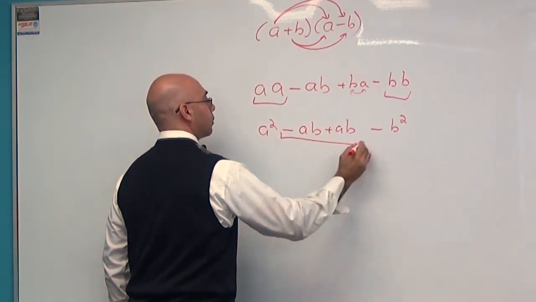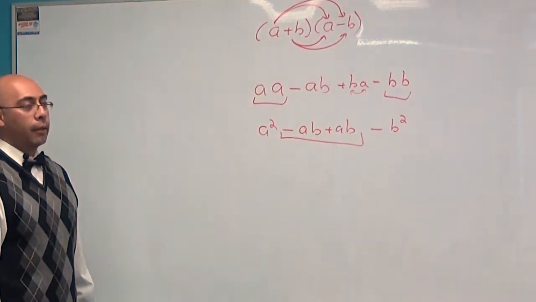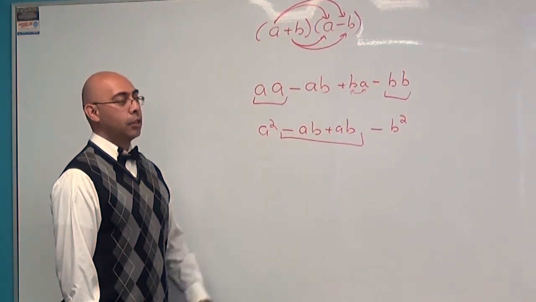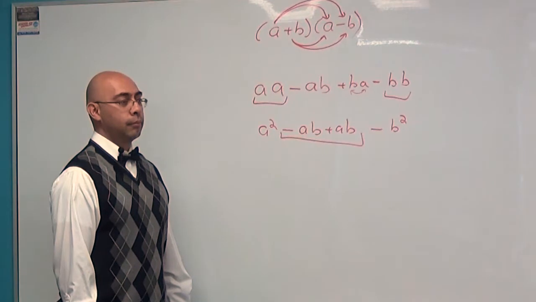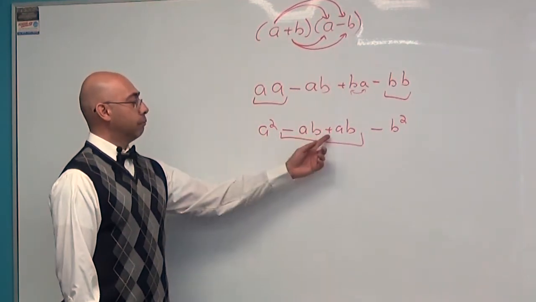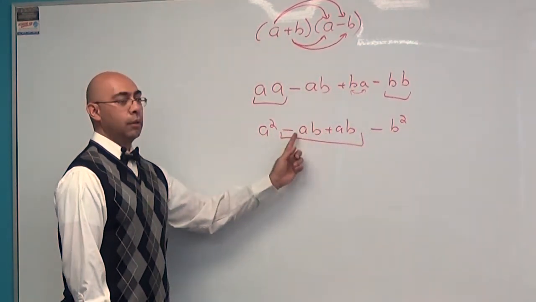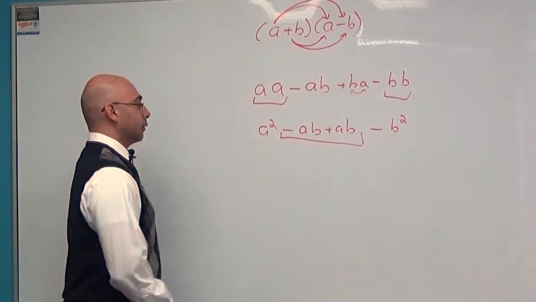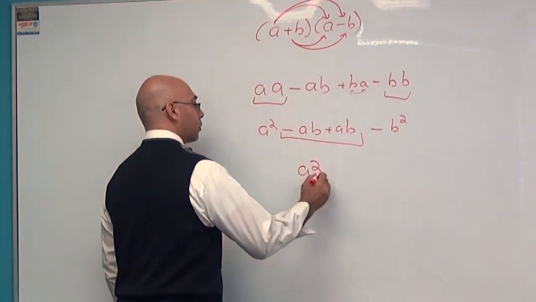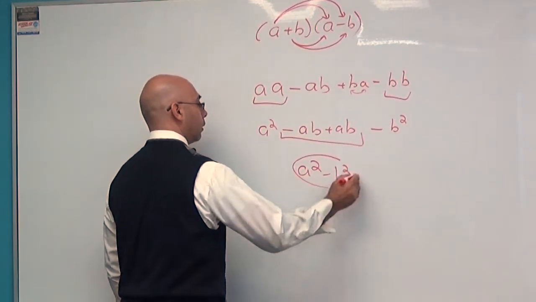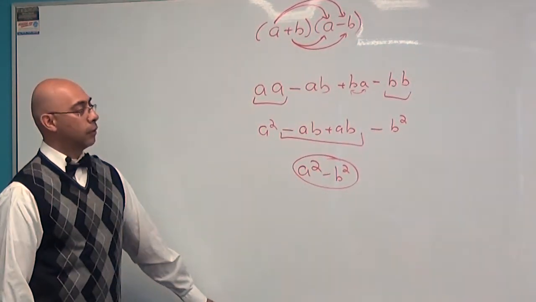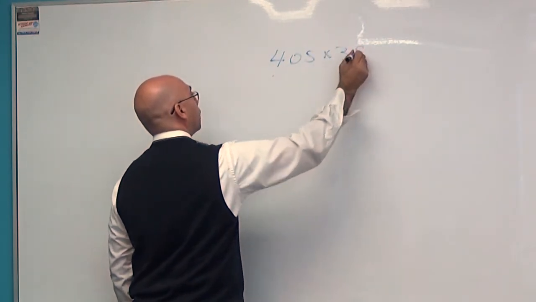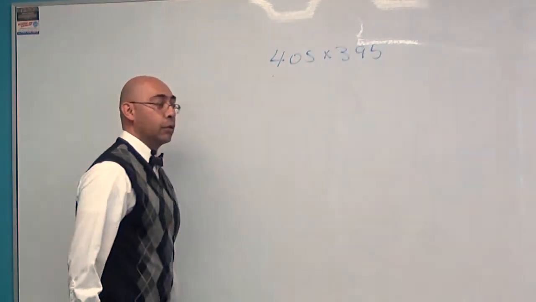What do you notice about these two guys? They're a different sign, but they're exact same number, yeah? So what can I do with them? Well, I don't add them. What do I do? Subtract them. What do you get when you subtract them? 0. They're gone. So this becomes a squared minus b squared. All right. Here's one example of how you'd use that.